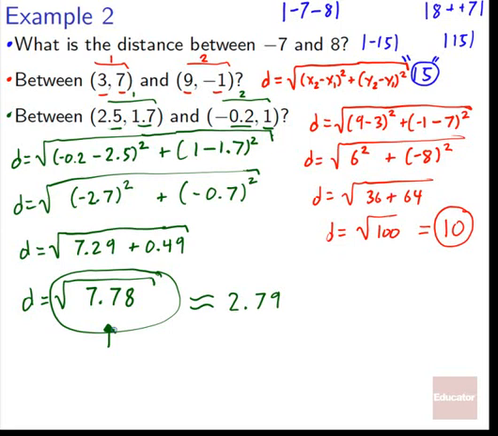But if we need to work with something that we can actually know what the number is pretty close to, because we're more concerned with having a sense of where it is than knowing precisely the right answer, then we could also get 2.79. Most teachers would probably accept both. Technically, the square root of 7.78 is a better answer than 2.79 because we've lost a teensy bit of accuracy when we take the square root and then we round it. But we'll be able to use both. They're both very good answers.